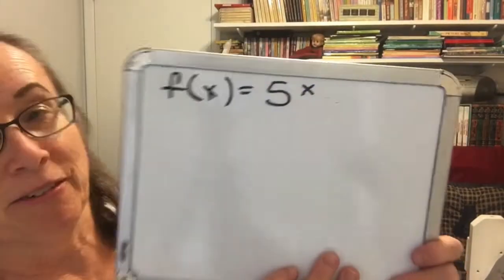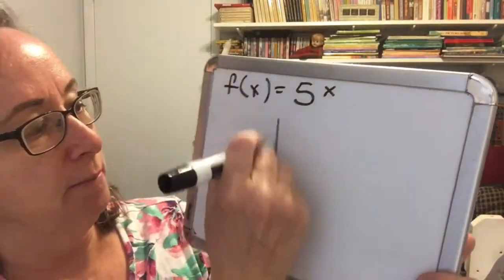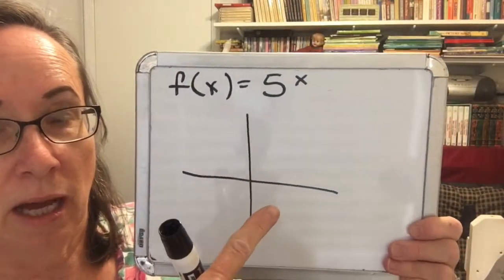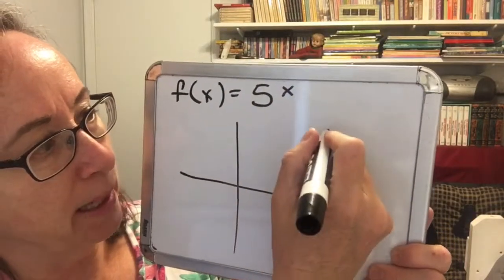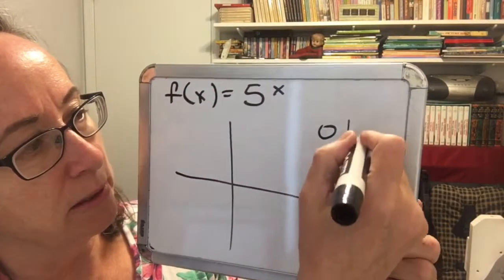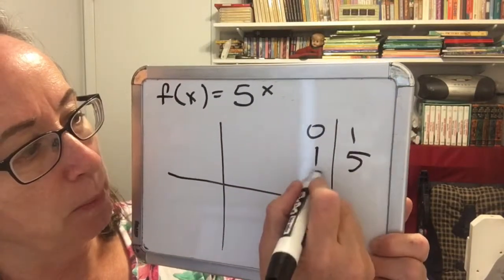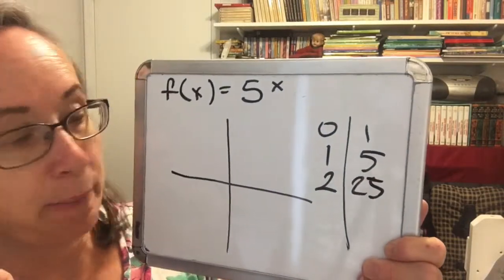Okay. The next one we're going to do is just f of x is 5 to the x. So it's basically simpler than the one we just did. This one should have our normal anchor point there. So if we plug in a 0, we get out a 1. If we plug in a 1, we get out a 5. If we plug in a 2, we get out a 25. So that climbs rather rapidly.